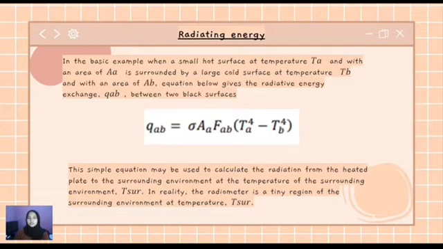The equation is QAB equals sigma times AA times FAB times Ta to the power of 4 minus Tb to the power of 4. This simple equation may be used to calculate the radiation from the heated plate to the surrounding environment at the temperature of the surrounding environment, T-surrounding. In reality, the radiometer is a tiny region of the surrounding environment at that temperature.